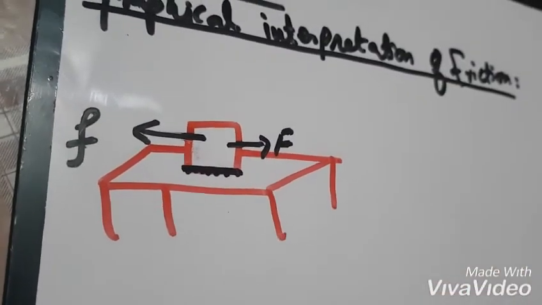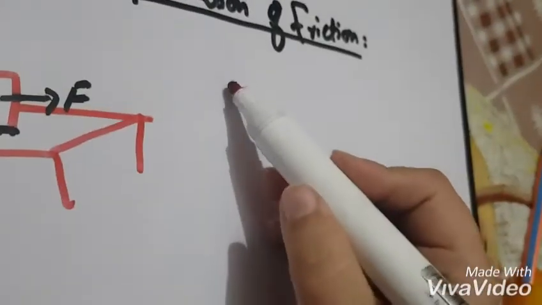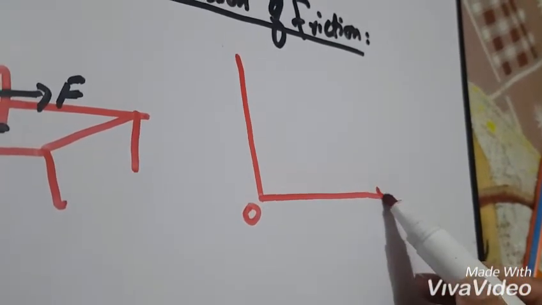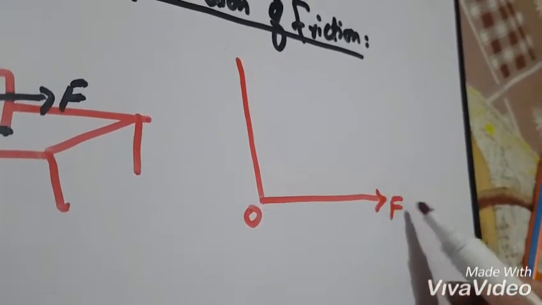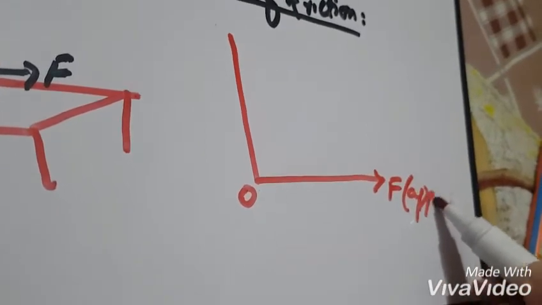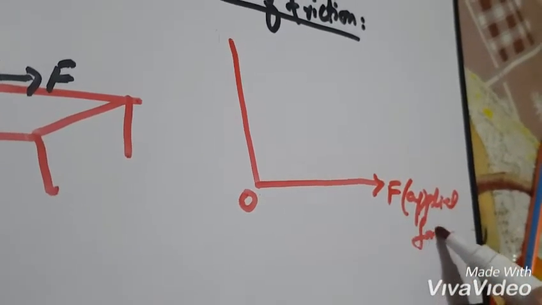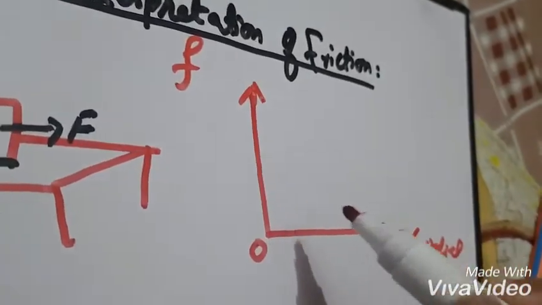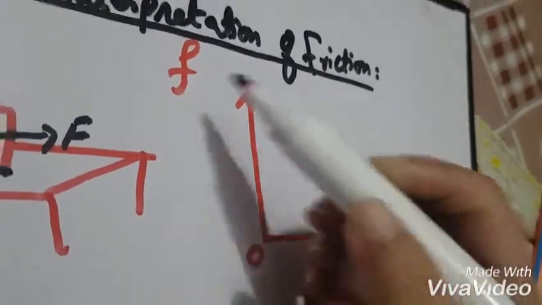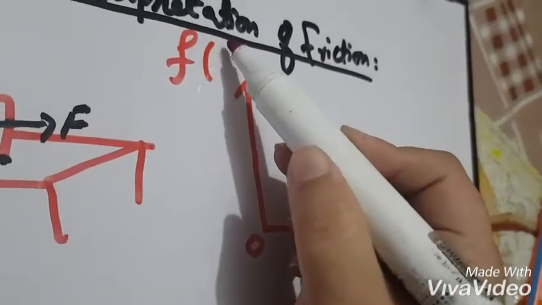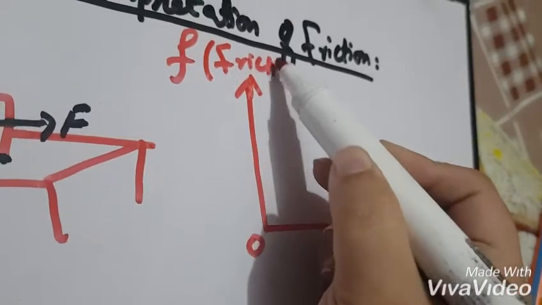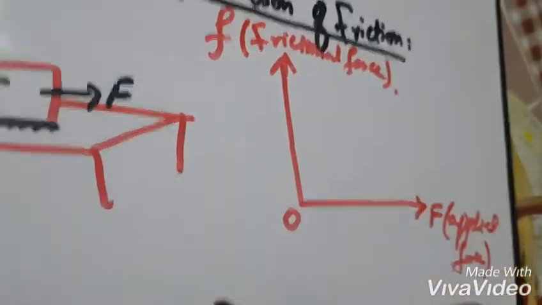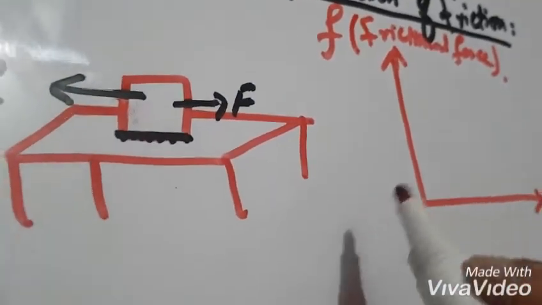So graphically, if we draw these things like this, along the x-axis, this is the origin, we will show F, that is applied force, and along the y-axis we will represent friction, and we will draw kinetic and static frictions both. So here we can say that this is frictional force. So let us start drawing the graph.